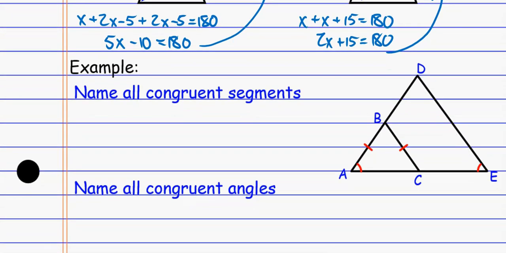How about this one? It says, name all the congruent segments. All right? And notice I'm starting with an isosceles triangle down at that bottom corner. That ABC is an isosceles triangle. But then it also tells me that angle A and angle E are congruent. And so there's a couple different things that happen here. One, I know right away that AB and BC are congruent because, well, it's listed that way. So I should start with that.